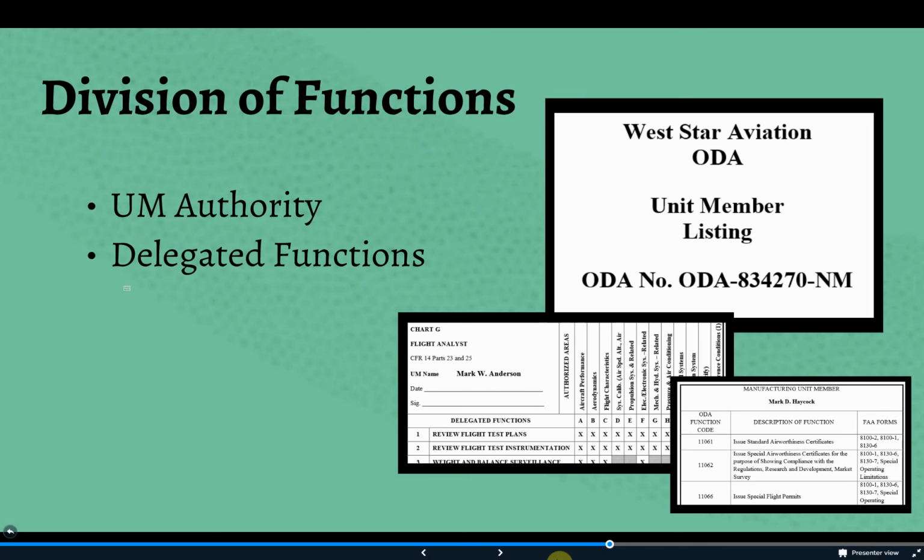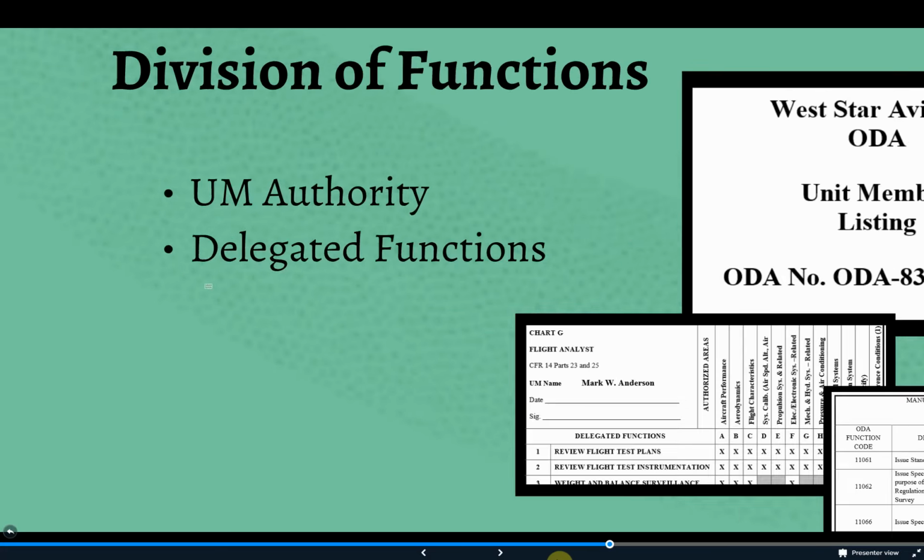In addition to the technical matrices for MUMs and ICAUMs, there's a page for each individual defining the ODA function codes that are associated with the person and the corresponding forms that can be used to document accomplishment of that function. Upon becoming a unit member, make sure you understand your role as a unit member, fully accept your responsibilities and obligations, and agree to work within the constraints provided in the ODA Procedures Manual. If there are any concerns in doing this, please talk with one of the ODA administrators.